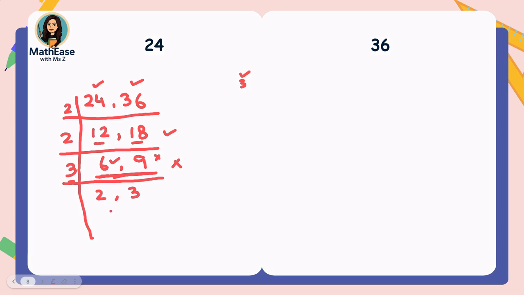At this point, 2 and 3 cannot be divided by the same prime number anymore. So we stop right there. This is the first step that you need to take. After that, to find the HCF, you have to multiply all the prime numbers that you've written on the left over here. In this case, those numbers are 2, 2, and 3.